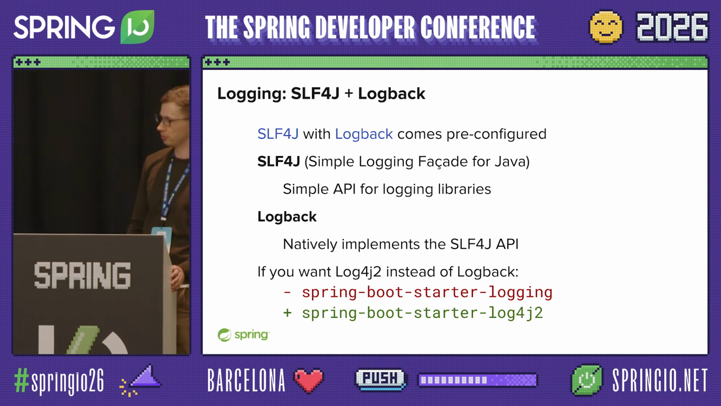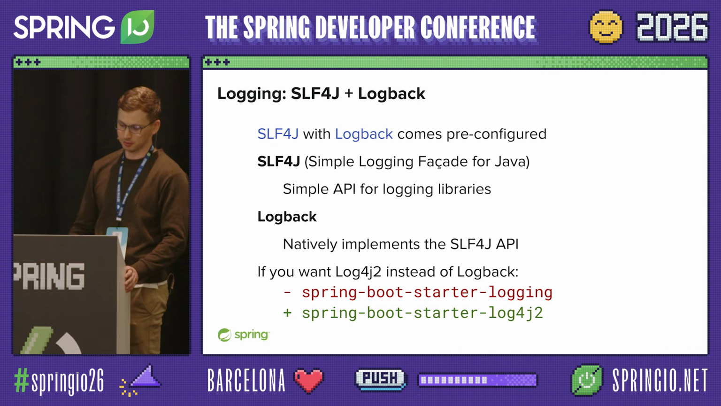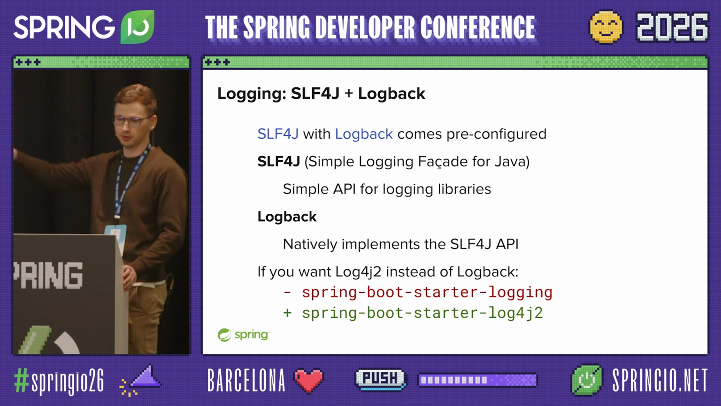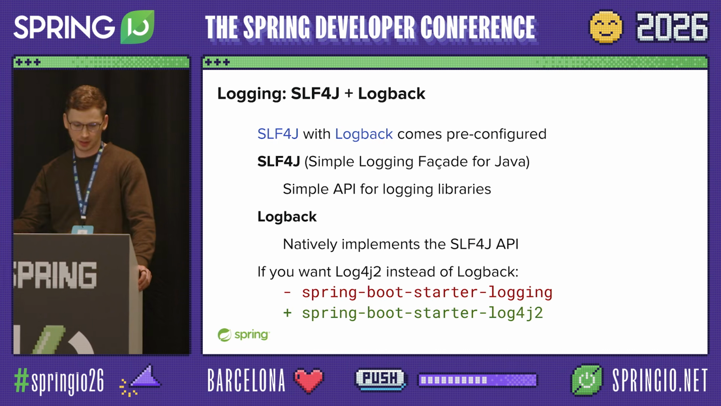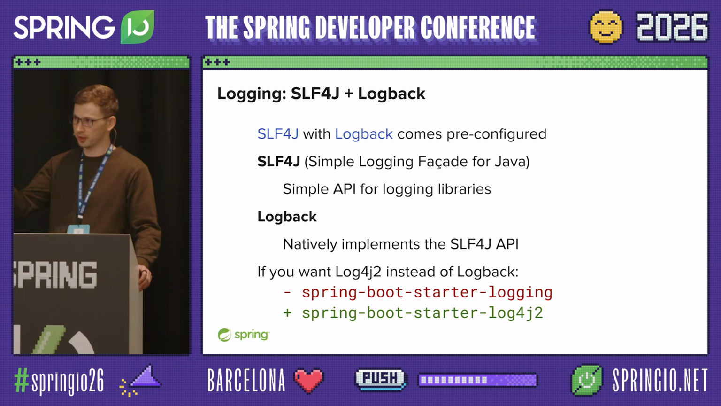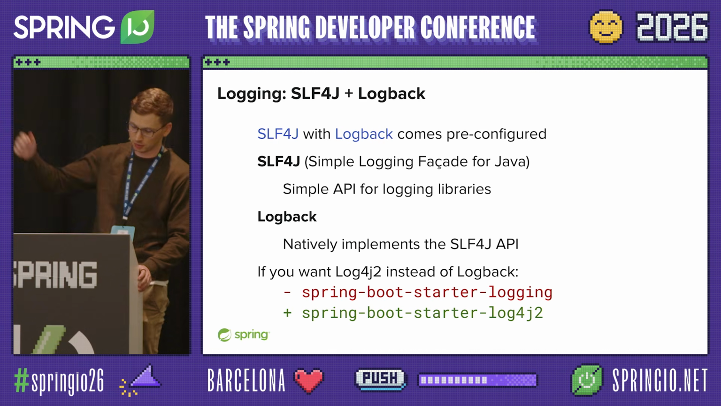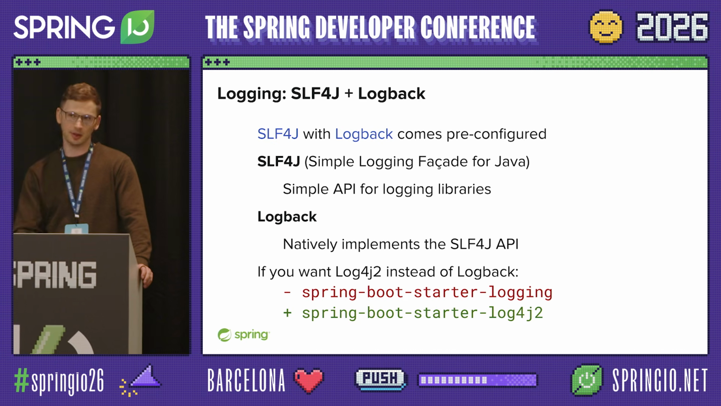So Spring Boot provides logging starters, and the default Spring Boot starter logging includes SLF4J. SLF4J is a logging facade, and Logback is the implementation that implements SLF4J. So all you need to get logging in your application is to add the Spring Boot starter. If you want Log4j instead, you can use the Log4j starter. And this is the same, again, in Boot 2, 3, and 4.